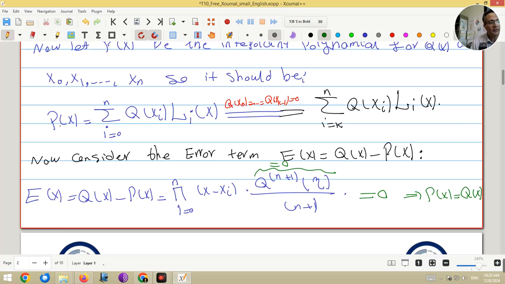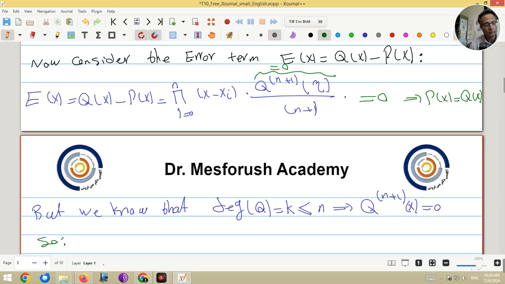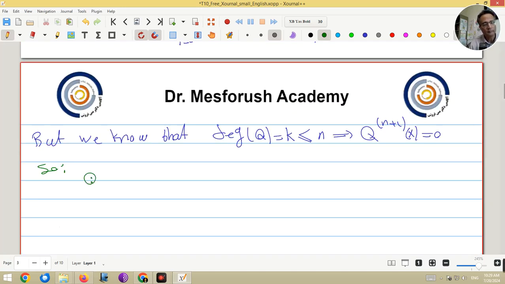Now you can put here q of x instead of p of x. So q of x equals the sum from i equal to k to n of q of xi times li of x, and this completes the proof. This is all. It's not a very difficult problem. It's easy to solve, but you have to know something about the error term.